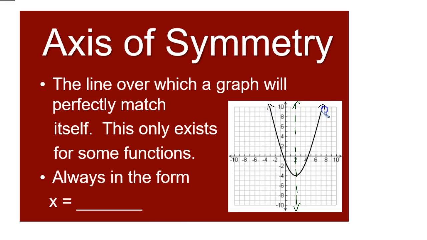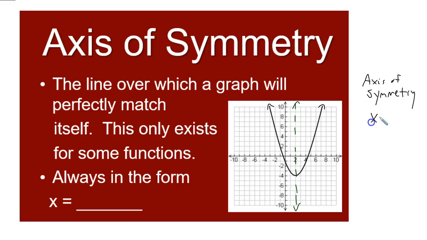If I took my function here and I folded at x equals 2, what's over here would line up perfectly with what's over here. The left side and right side match up perfectly. The axis of symmetry for a quadratic function is always in the form x equals something. So the axis of symmetry for this function is going to be x equals 2.